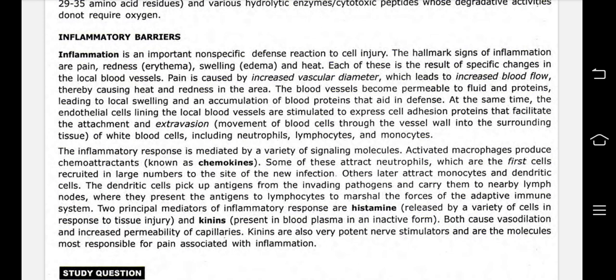Two principal mediators of inflammatory responses are histamine, released by a variety of cells in response to tissue injury, and kinins, present in blood plasma in an inactive form. Both cause vasodilation and increased permeability of capillaries. Kinins are also very potent nerve stimulators and are the molecules most responsible for pain associated with inflammation.